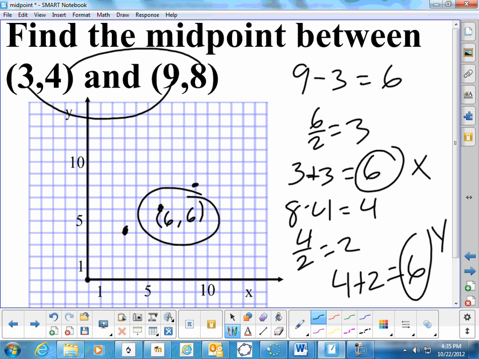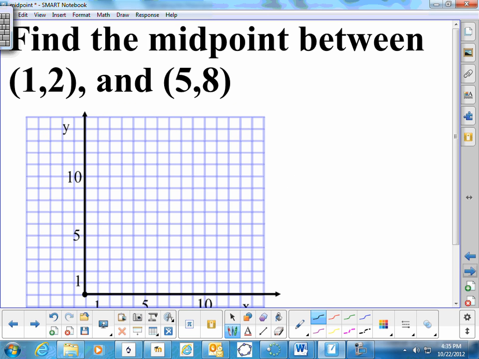So if the numbers are not large or difficult, you could do them on a graph paper. Okay, 1, 2, 5, 8. Halfway between there looks like 3, 5. Let's see if it is.